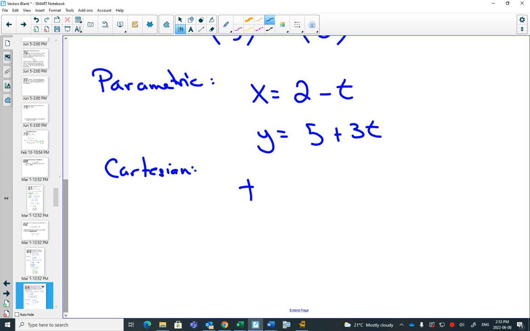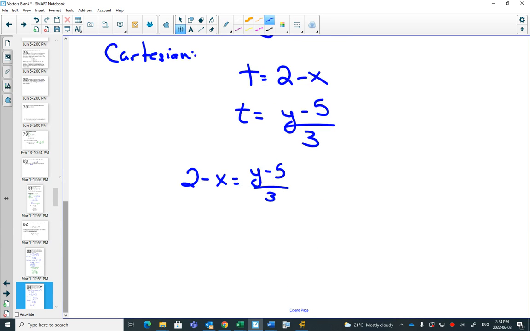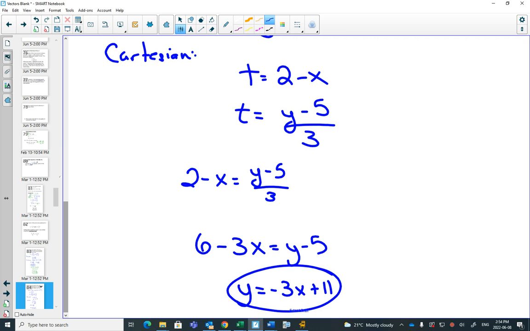So in the first one, t would equal 2 minus x. In the second one, t would equal (y minus 5) divided by 3. So 2 minus x is equal to (y minus 5) divided by 3. Multiply both sides by 3 to get rid of the fraction. And if you wanted to solve for y, it would be really easy. There's your y equals mx plus b.